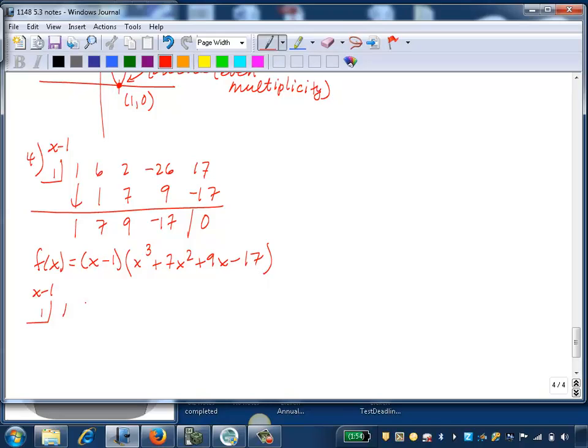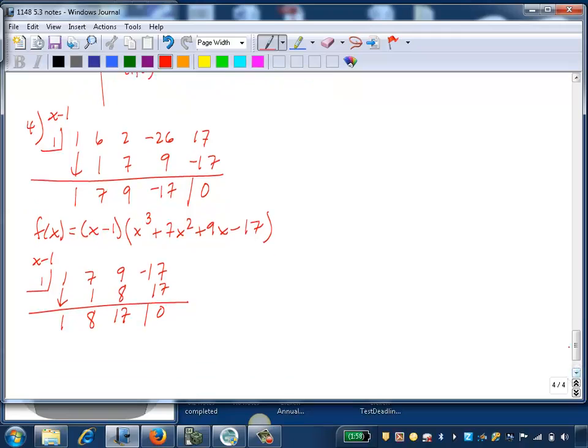So I'll list my coefficients: 1, 7, 9, negative 17. So I'll bring down the 1. 1 times 1 is 1. 7 plus 1 is 8. 8 times 1 is 8. 9 plus 8 is 17. 17 times 1 is 17, plus negative 17 is 0. So we just verify that x minus 1 appears as a factor twice.